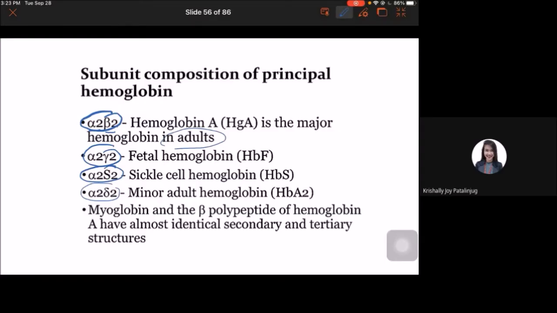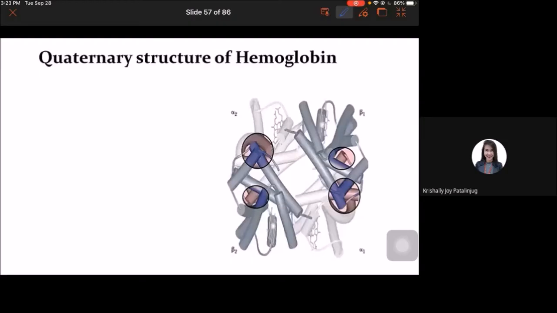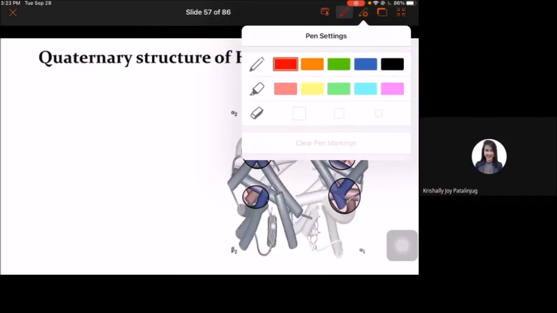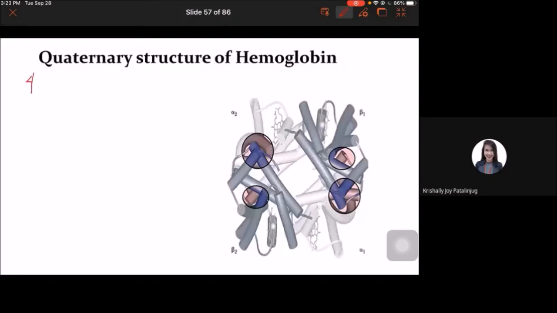Now, let us have a deeper discussion on the concept of the quaternary structure of hemoglobin. Recall that under the quaternary structure of hemoglobin, there are four subunits, four chains in the whole quaternary structure. In some other biochemistry references, if you do advanced reading or review, the four subunits of the quaternary structure are classified or grouped into what we call dimers. Dimers mean two monomers.